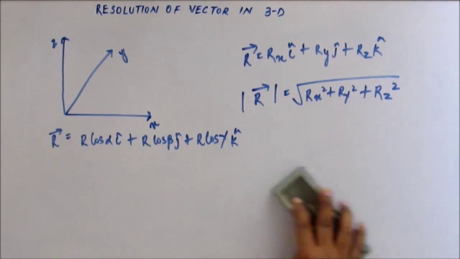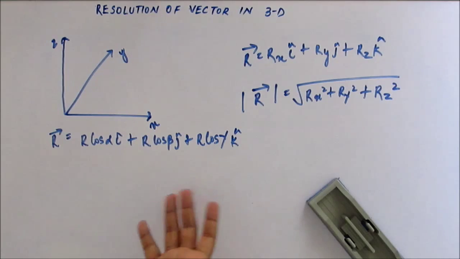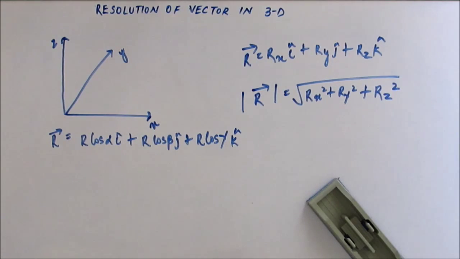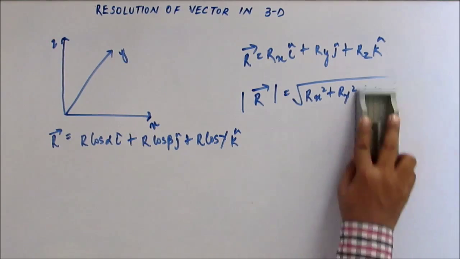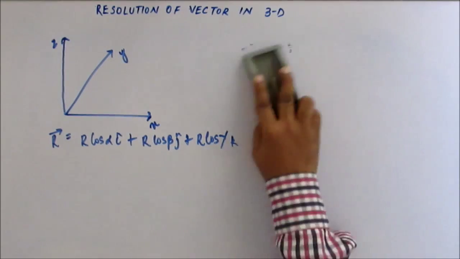Okay, so this is how you easily resolve a vector along x, y, and z axis. It's as easy as candy. Just as you did for 2 dimension, you do it for 3 dimension.